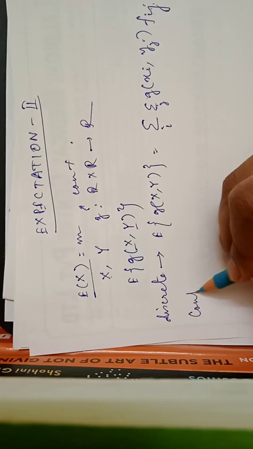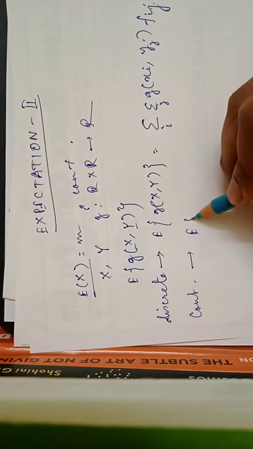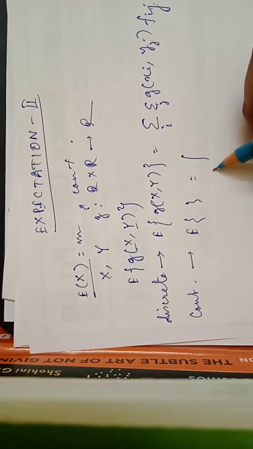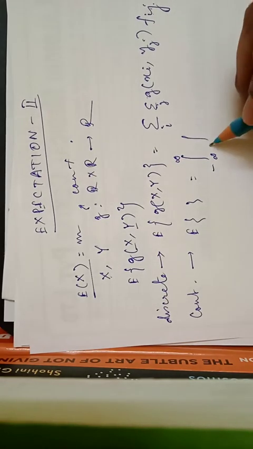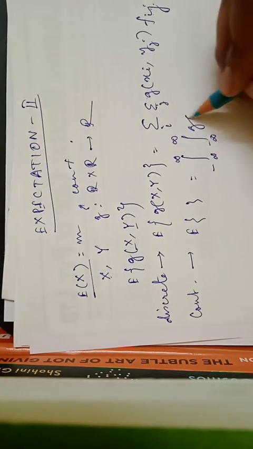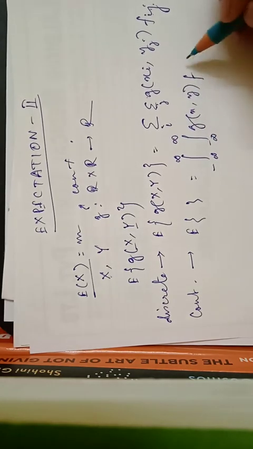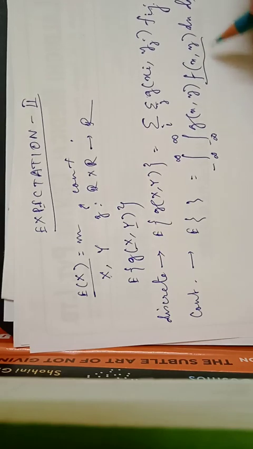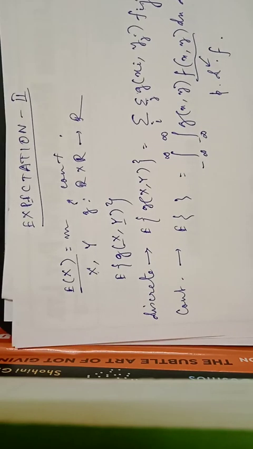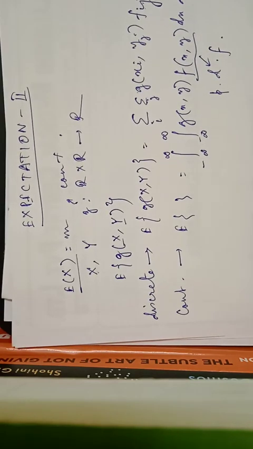And if it's a continuous case, then the expectation of the same quantity will be integration from minus infinity to infinity, and again integration from minus infinity to infinity, g of x comma y into f of x comma y dx dy, where f of x y is the probability density function. So for two variables, this is how we calculate the expectations, where g is any continuous function.